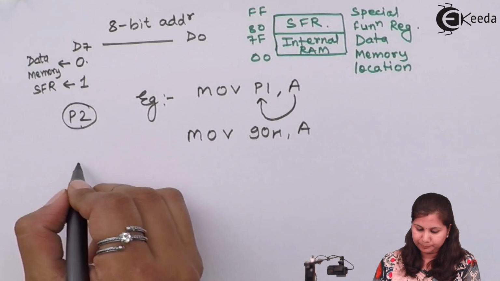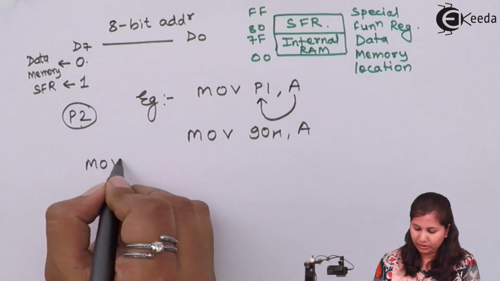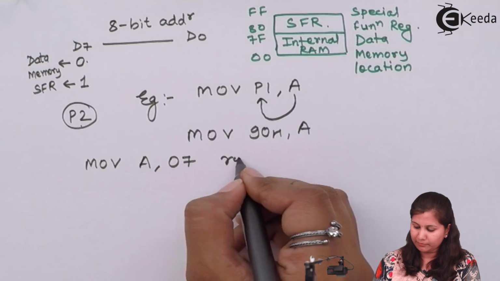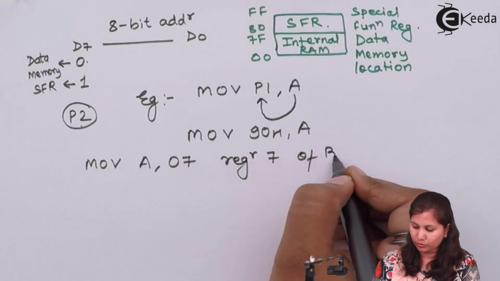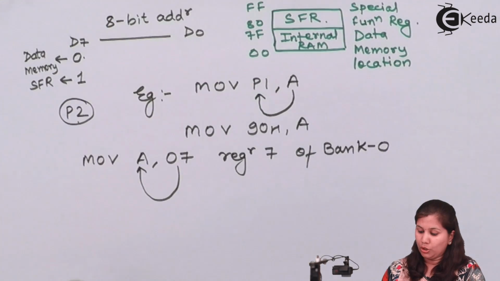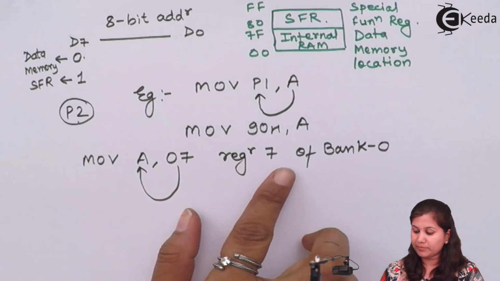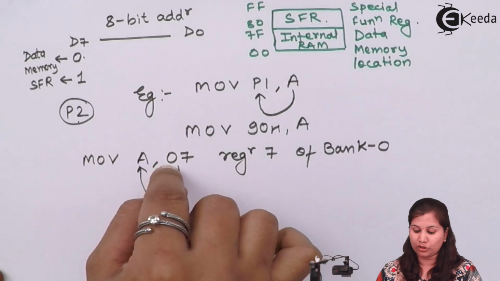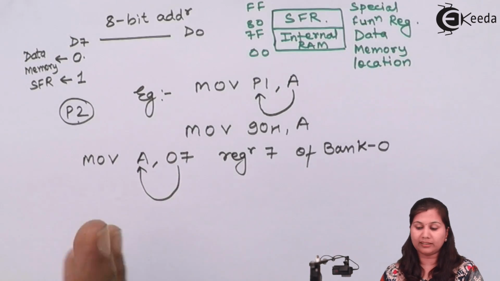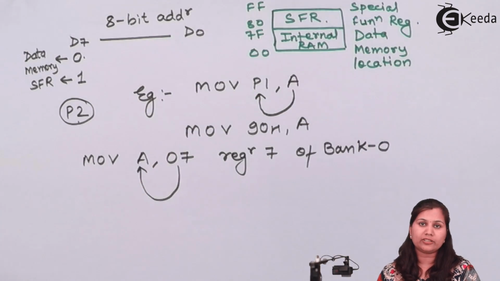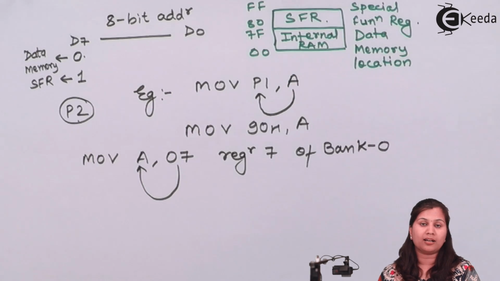Similarly, if we have MOV A, 07, the contents of register number 7 of bank 0 will be copied into the accumulator. This address 07 is assigned to register number 7 of bank 0. So we are not writing the register here, we are directly writing the address. We can write the address or the mnemonic. This type of addressing is called the direct addressing mode, in which the address of the data, that is the operand, is directly specified in the instruction itself.